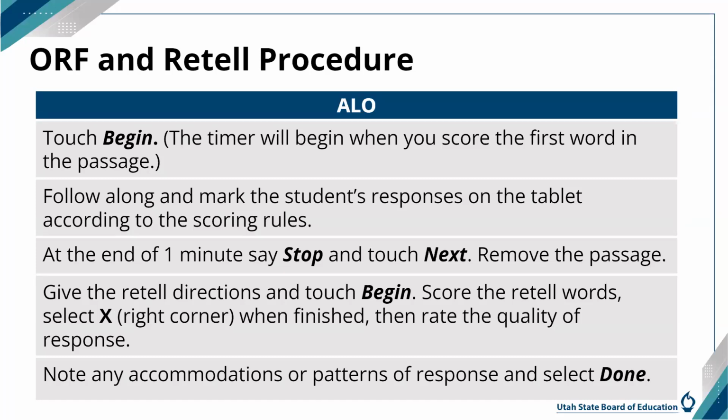Hey, welcome back. We're going to finish with our oral reading fluency. So the procedure is you touch begin. The timer begins when you score the first word. So after you touch begin, it will take you to this scoring page. And the timer actually starts when you score the first word as either correct or incorrect in the passage. You'll follow along, mark the students' responses according to the school's scoring rules.